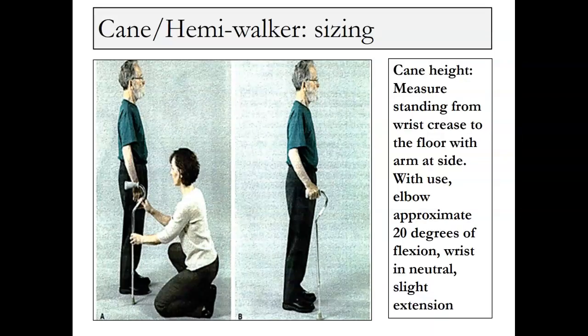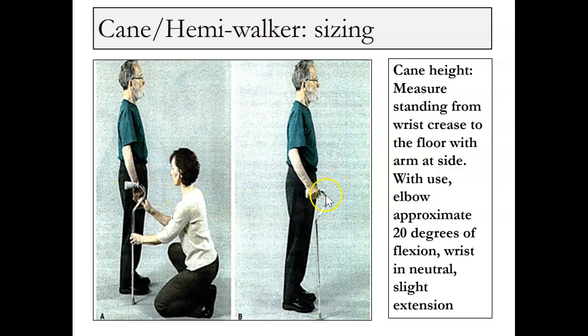For a cane, and the same with the hemi walker, here she is sizing it. Just to keep it simple, from the ground it should go up to the crease of the wrist, with his arm straight at his side like it is here. This is the back side of his wrist, so you can't see the crease. We talked about the wrist creases, right where you bend your wrist, where you flex at the wrist joint. It goes right up to there.